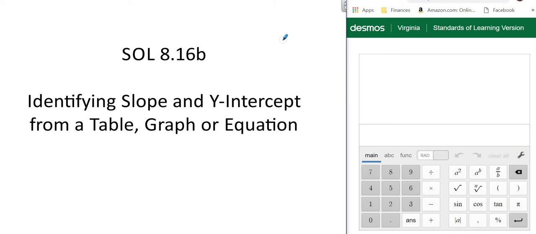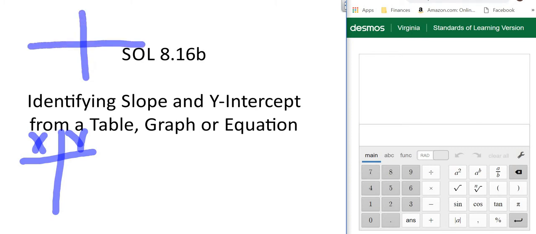All right, everybody, so we're going to go through identifying slope and y-intercept from a table, a graph, or an equation. Let's go ahead and think about that. A table looks like this. There's an x and a y, and they've got numbers down here that go together. A graph, of course, you know what a graph looks like. And your line might look like that.